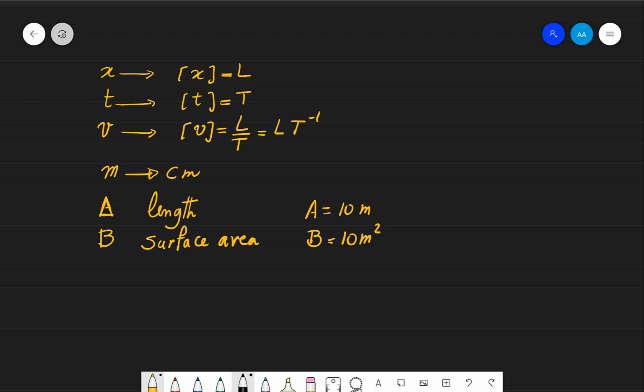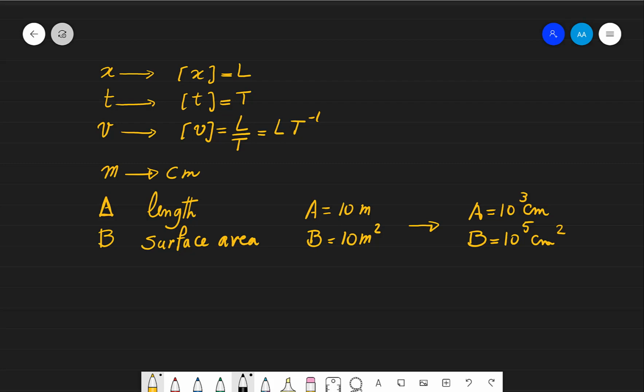If we write the quantities A and B in terms of centimeter and square centimeter, then A is 10 to the power 3 centimeter and B is equal to 10 to the power 5 square centimeter, which are no longer equal. If we want a physical relation to be valid in any unit system, both sides of equality should have the same dimension. Moreover, it's meaningless to say a dimensional quantity is small or large.